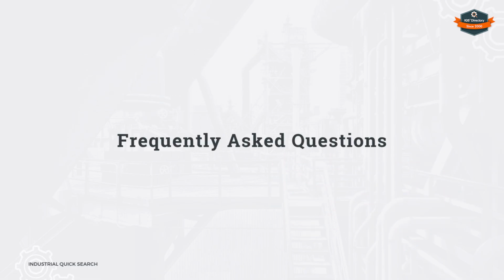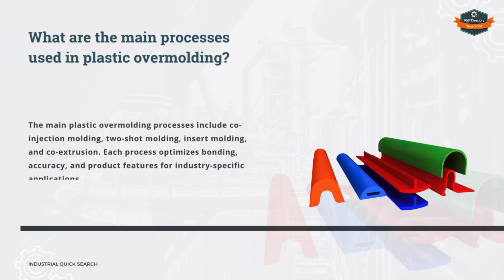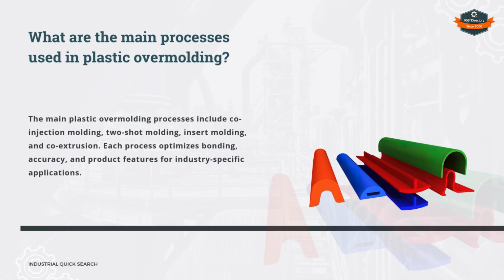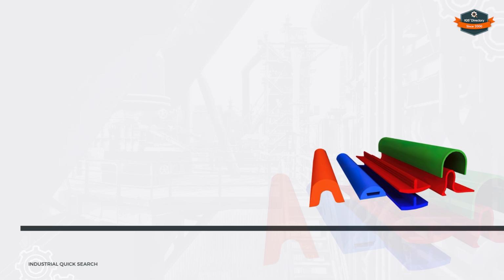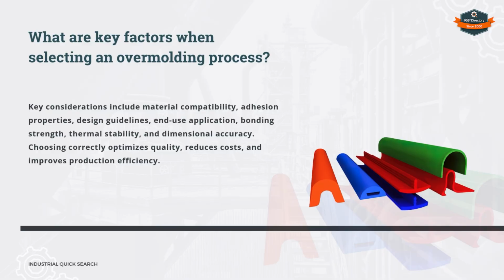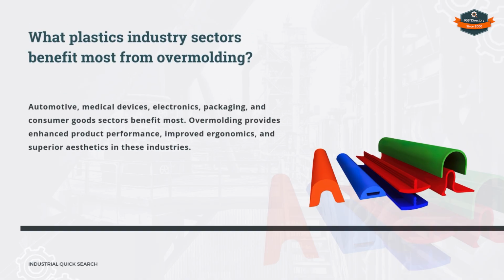Frequently asked questions. What is plastic overmolding and why is it used? What are the main processes used in plastic overmolding? How does two-shot molding differ from insert molding? What are key factors when selecting an overmolding process? Which manufacturers lead in plastic overmolding machinery? What plastics industry sectors benefit most from overmolding?